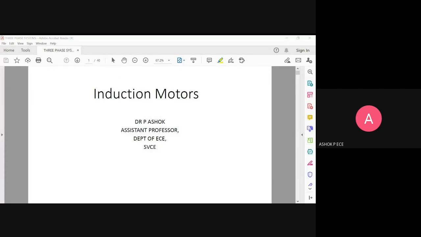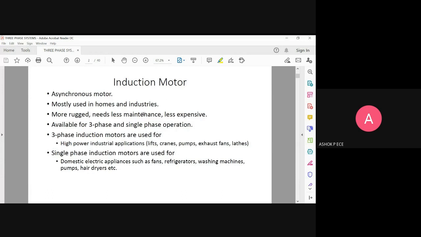So next topic is induction motor. So induction motor is an asynchronous motor. We will come to know what is asynchronous later. So for now, say it is an asynchronous motor, and it is mostly used in homes and industries, and it is more rugged, needs less maintenance and less expensive.